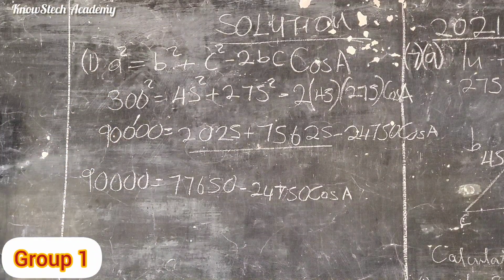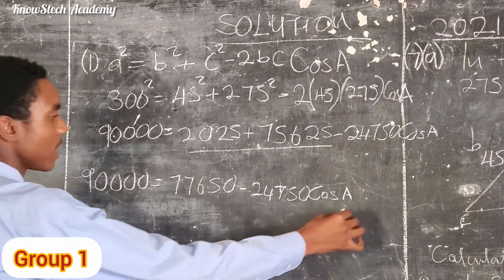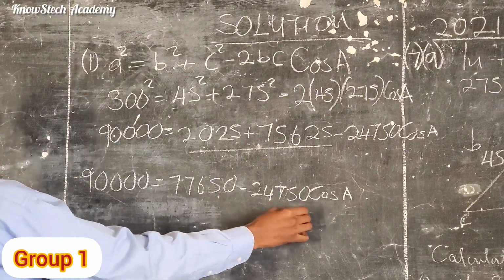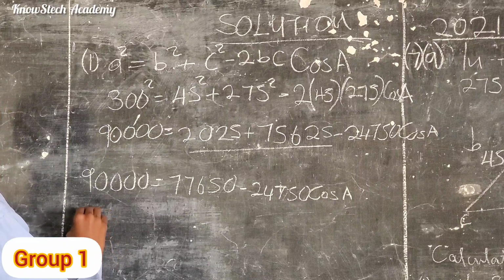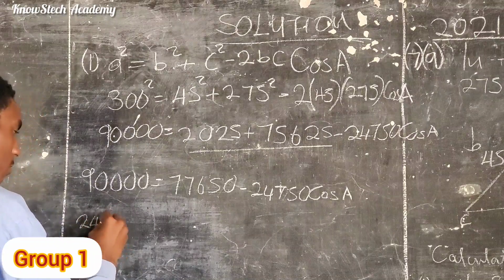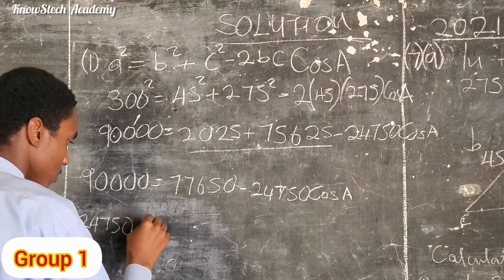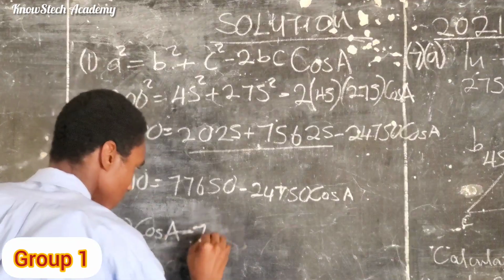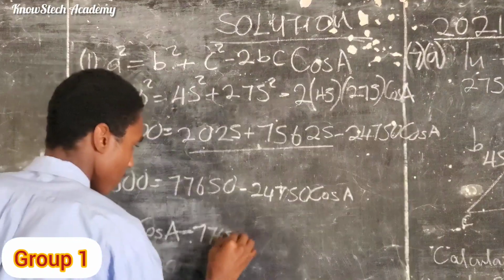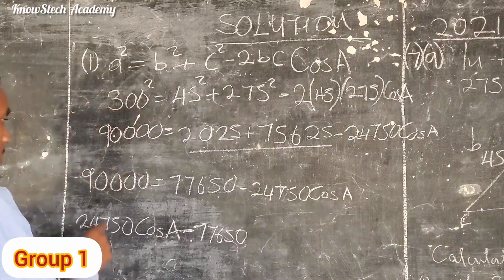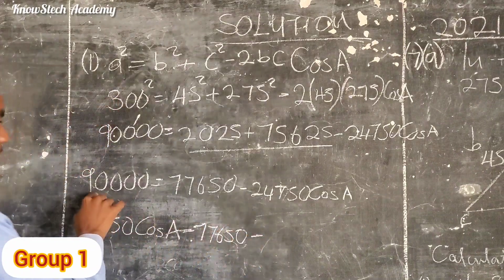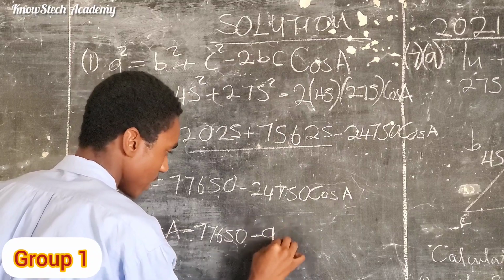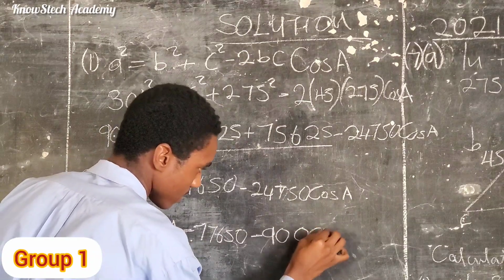So you know what we're going to do now. Since what we're looking for is angle A, we get this and bring it this side, and this comes this side. This must cross the equal sign. Once it crosses, it's going to turn into a positive number, which will be 24,750 cos A, which will equal 77,650 minus, since this has crossed the equal sign, it's going to change from a positive number to a negative number, which will be negative 90,000.